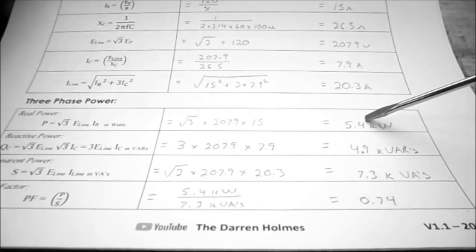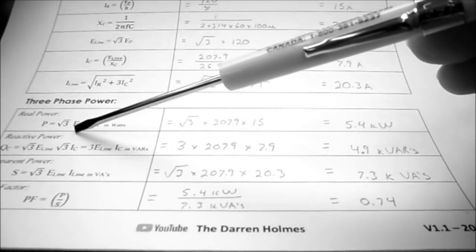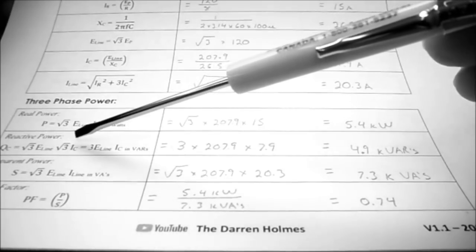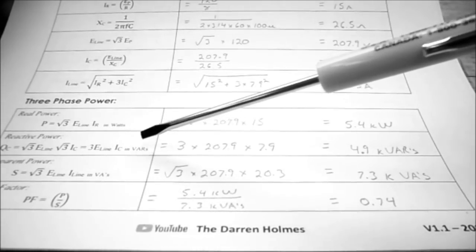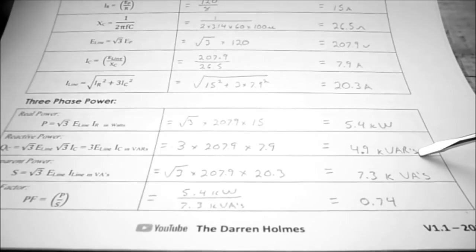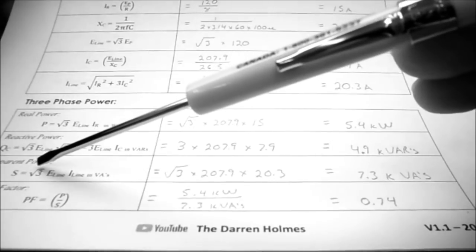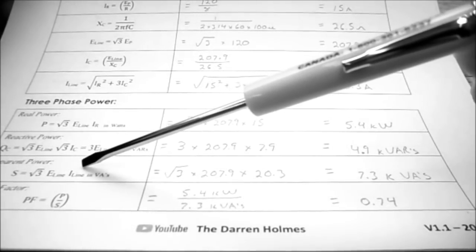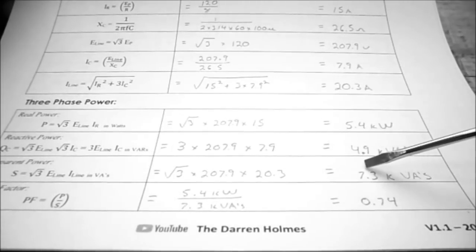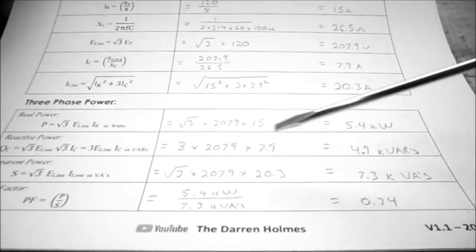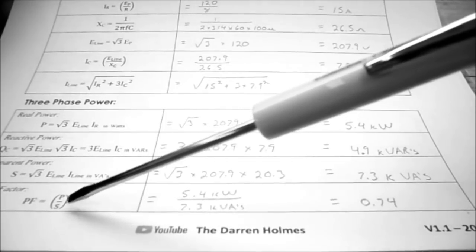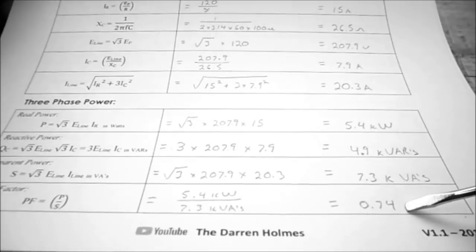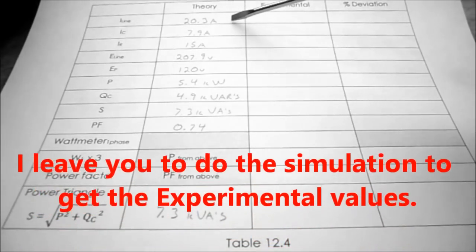Calculating the powers, real power is equal to root 3 times E line times IR, measured in watts, and that's 5.4 kilowatts. Reactive power, QC, can be simplified to 3 times E line IC, and that's in vars, and that works out to 4.9 kilovars. Apparent power, S, is equal to root 3 times E line times I line, and that's in volt amps, and that works out to 7.3 kilovolt amps. And power factor is equal to P, real power, divided by S, apparent power, and that works out to 0.74. So in table 12.4, I've recorded my calculations under theory.